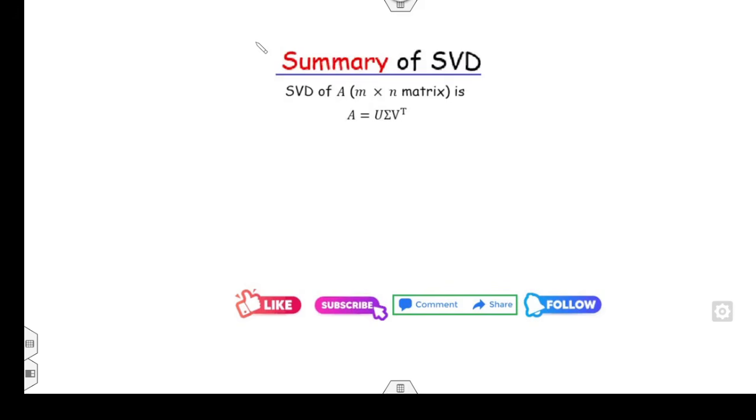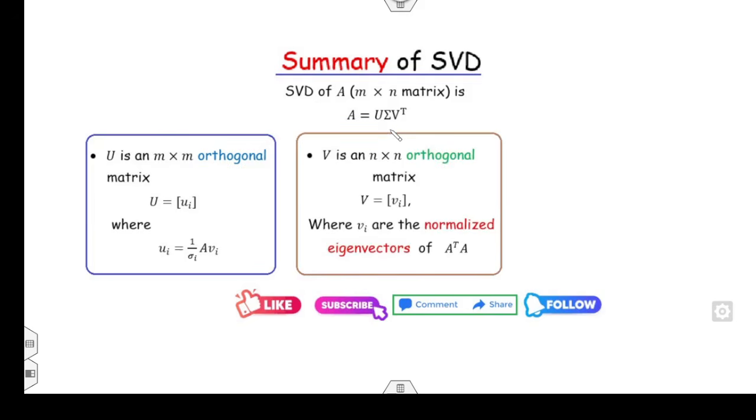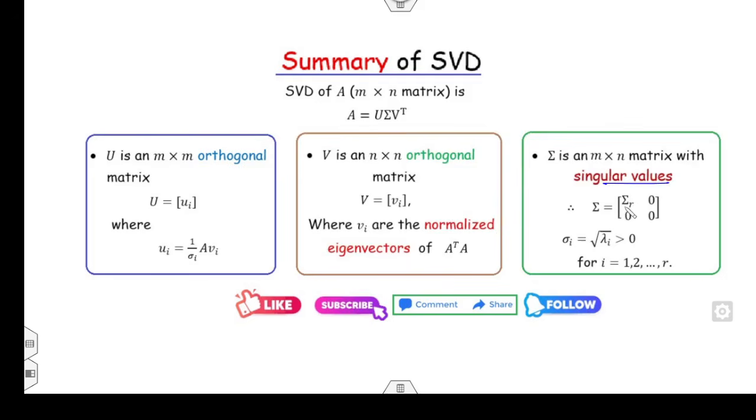So what is the summary of the singular value decomposition? If you have the matrix A, you will form U, the orthogonal matrix whose columns are defined as 1 over sigma i A vi. Capital sigma is my matrix composed of the singular values, where r is the rank of the matrix. And V is the orthogonal matrix, and the columns of the matrix are called the eigenvectors of A transpose A.